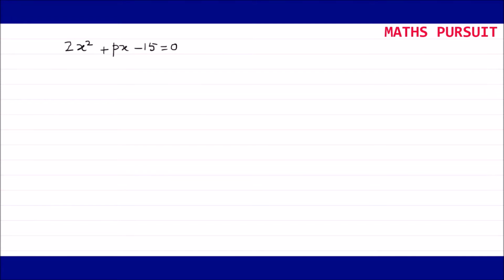As per the question, minus 5 is the root of the quadratic equation. So guys, I'm reading the question again and again so that things will be more clear. Definitely it is advisable to read the question again and again. So it is given that minus 5 is a root of the above quadratic equation.